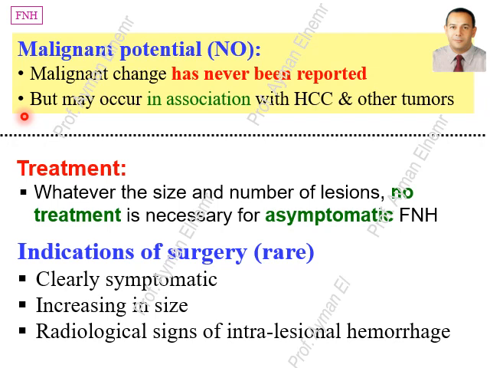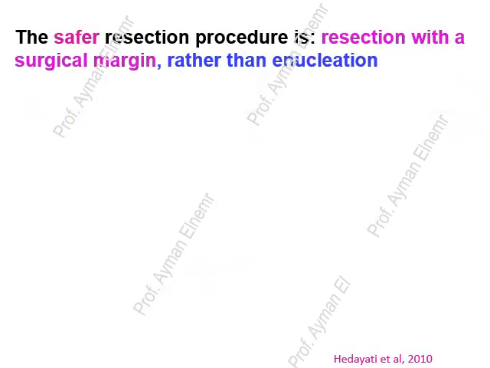The indications for surgery are rare and include clearly symptomatic patients, increase in size, and radiological signs of intralesional hemorrhage. The safer resection procedure is liver resection with a surgical margin rather than enucleation, because large veins often surround the focal nodular hyperplasia and render enucleation difficult.